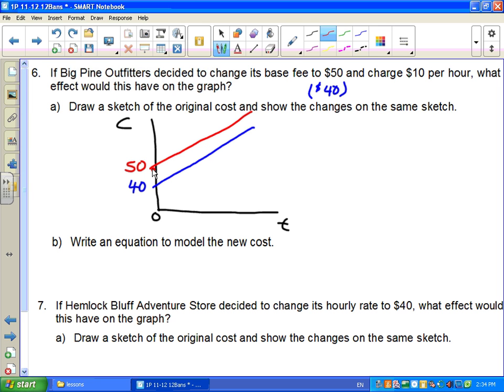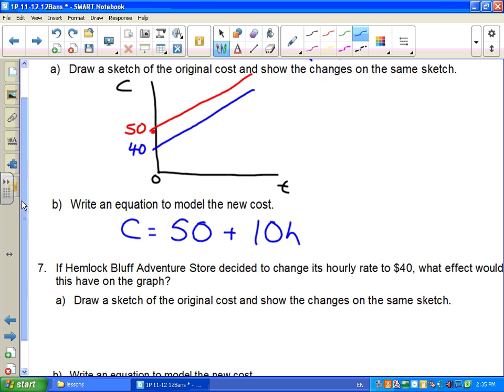Now let's write an equation to model this new cost. Our old equation was C equals 40 plus 10H. What is our new equation going to be if we change that cost from 40 to 50? What do you think? Plus, has the 10H changed? Has the $10 per hour changed? So it's still going to be 10 times the number of hours.